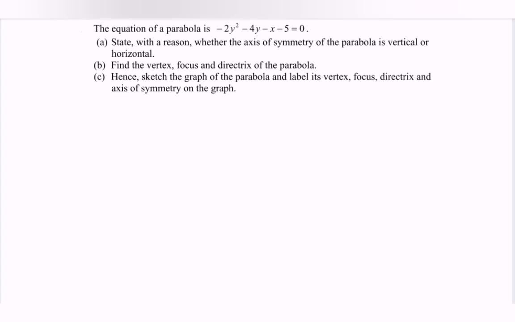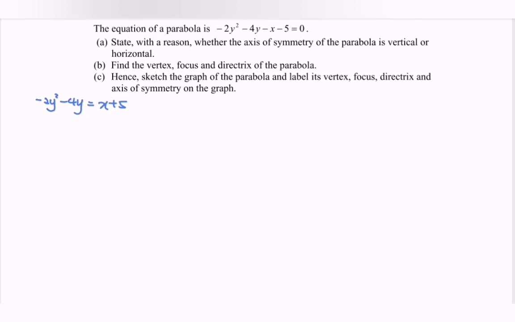Hello everyone, in this video I'm going to discuss the example for parabola. The equation of a parabola is negative 2y squared minus 4y equals x plus 5. State a reason whether the axis of symmetry of the parabola is vertical or horizontal.